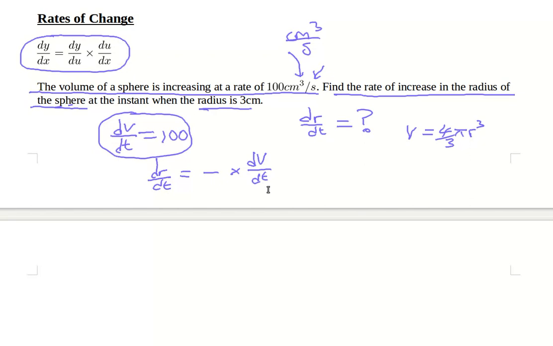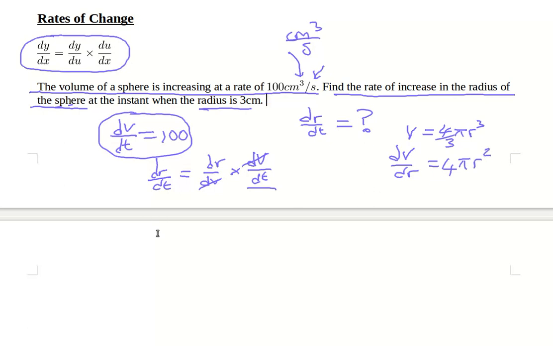Now we want that dt to remain there, but we don't want the dV anymore, so this one must have a dV on the bottom, and on the top there must be a dr, because I want it to turn into dr by dt so that they cancel, leaving dr by dt. So that's the chain rule relationship I'm going to use. Now this is no problem, I've got this. dr by dV might seem a problem, but hang on a second. I can work out dV by dr. I just differentiate that, and if you differentiate that, you get 4 pi r squared with respect to r.